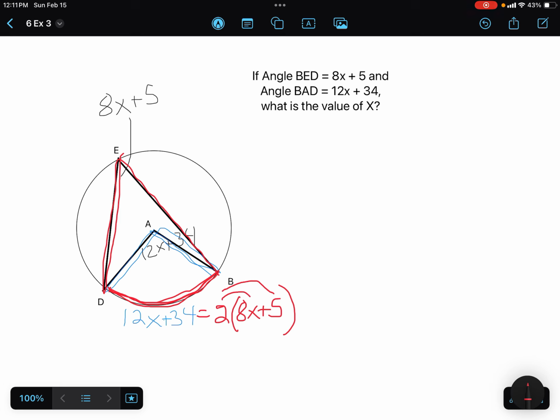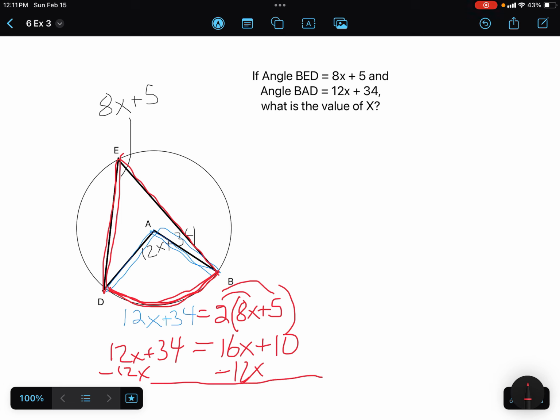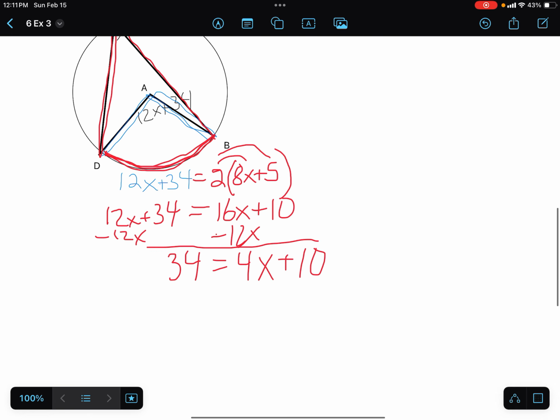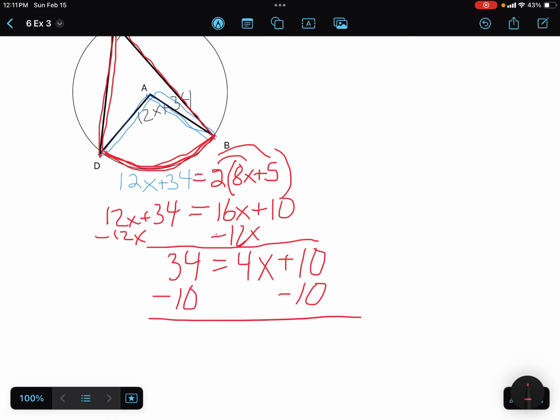And so this means we have to distribute. It's going to be 16x plus 10. On this side, we still have the 12x plus 34. If we subtract 12x from both sides, we're going to get 34 equals 4x plus 10. Let me move up a little bit to get a little more space. We'll subtract 10 from both sides, and we are on our way to seeing that x is going to equal 6.